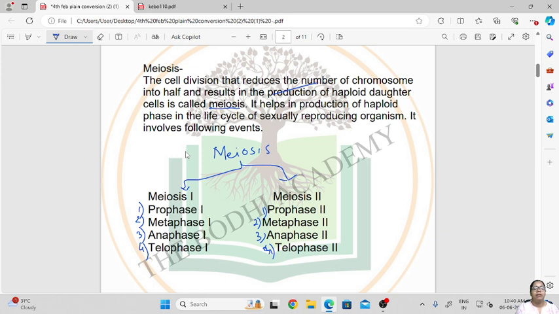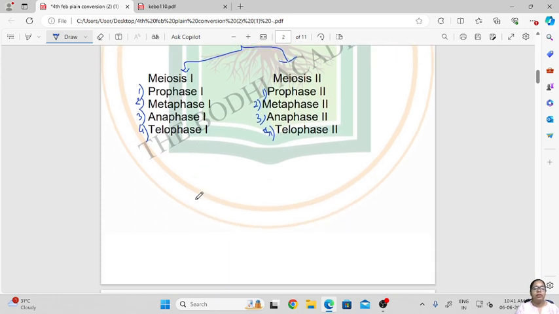So meiosis in a cell takes place in two separate parts, that is meiosis 1 and meiosis 2. And meiosis 1 will undergo prophase 1, metaphase 1, anaphase 1 and telophase 1, and meiosis 2 will undergo prophase 2, metaphase 2, anaphase 2 and telophase 2. This is how meiosis takes place in the cells. So now let us understand each of these in detail. So first we will see how meiosis 1 happens.